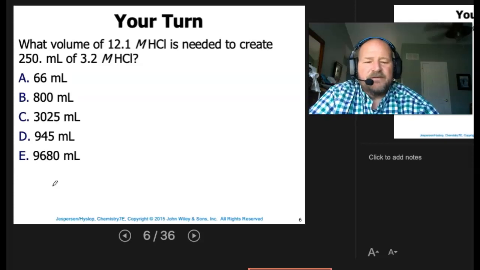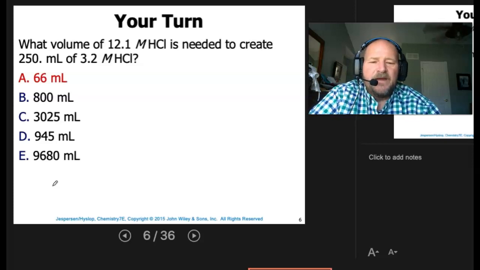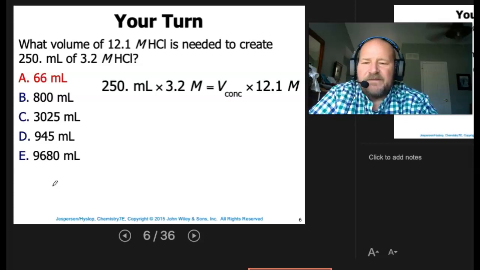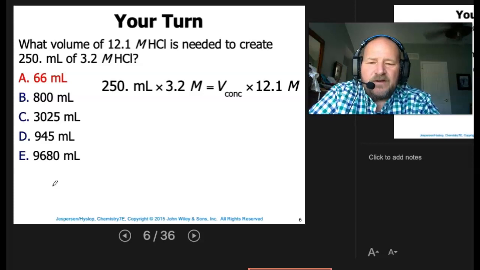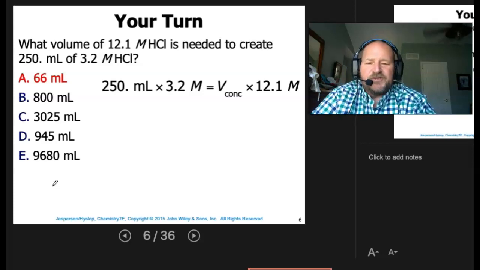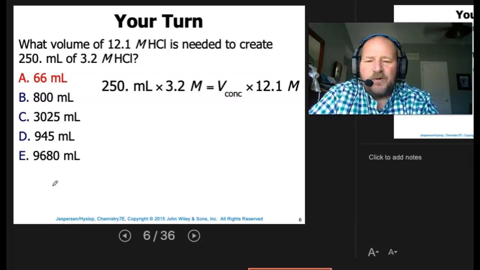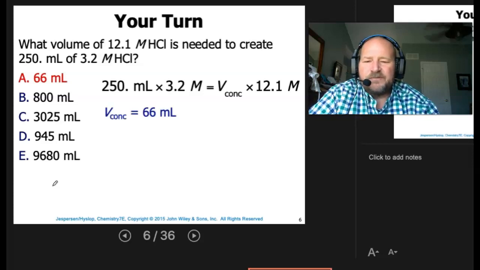All right, hopefully you got A. And the way you might have done that is take 250 milliliters times 3.2 molar is equal to whatever volume it is you're looking for times 12.1 molar. Rearranging, of course, will give us 66 milliliters.